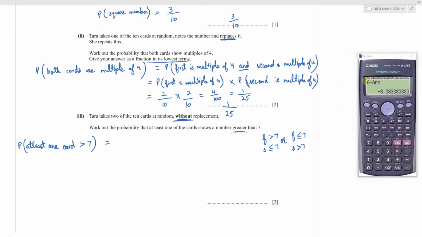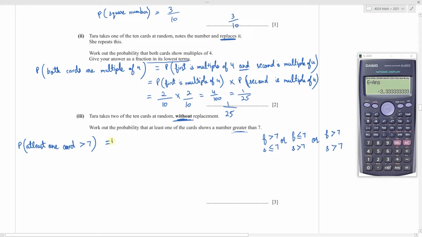But there is a third case as well, where your first card is greater than 7 and your second card is also greater than 7. This time you also have at least one card greater than 7. In fact, you have two cards greater than 7. That is also correct because you're looking for at least one of the two. Both can be greater as well. So these are the three possible outcomes in which you will end up with at least one card greater than 7. So you have to now find the probability of this happening or this happening or this, and then you're adding the three probabilities.